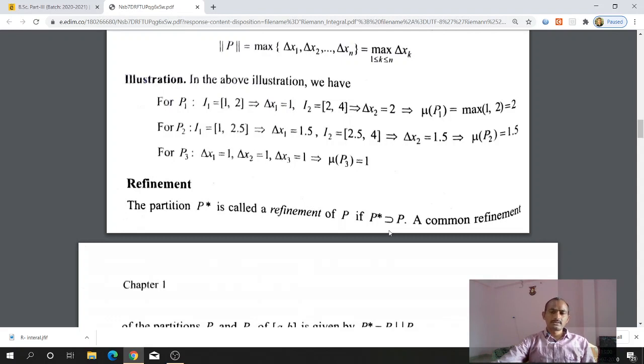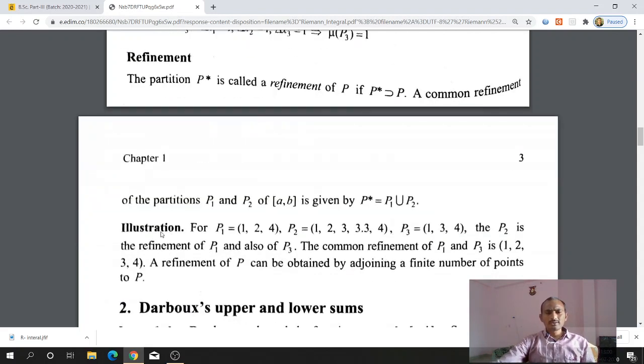Now what is a common refinement? If we have two partitions P1 and P2 for the closed interval [a, b], then the common refinement of these two partitions P1 and P2 is P star, that is the union of P1 and P2. This union contains more elements than P1 and P2. So P1 union P2 is a refinement for P1 as well as P2. This is a common refinement.